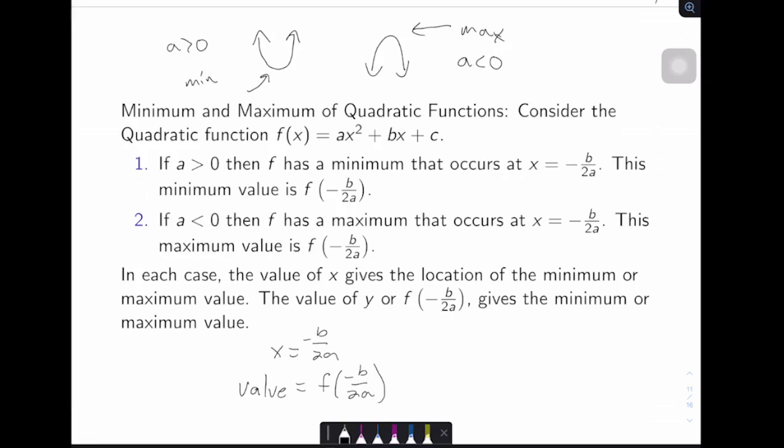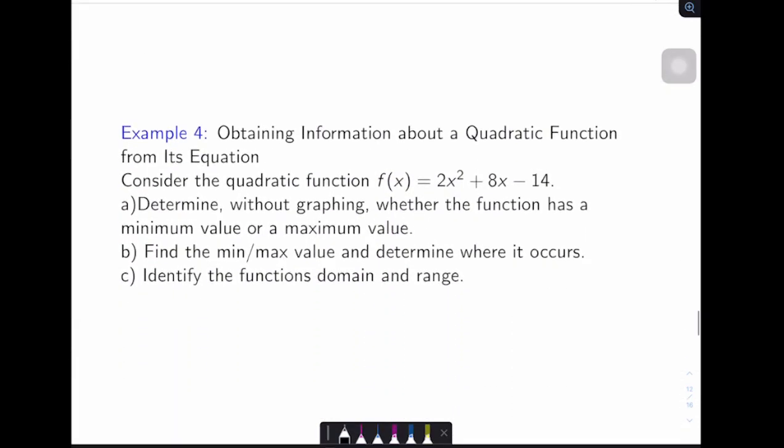So this is the where. And then our y, I guess I should say, is the value. So just keep that in mind. Where is x and the value is the y. Some keywords there. All right.